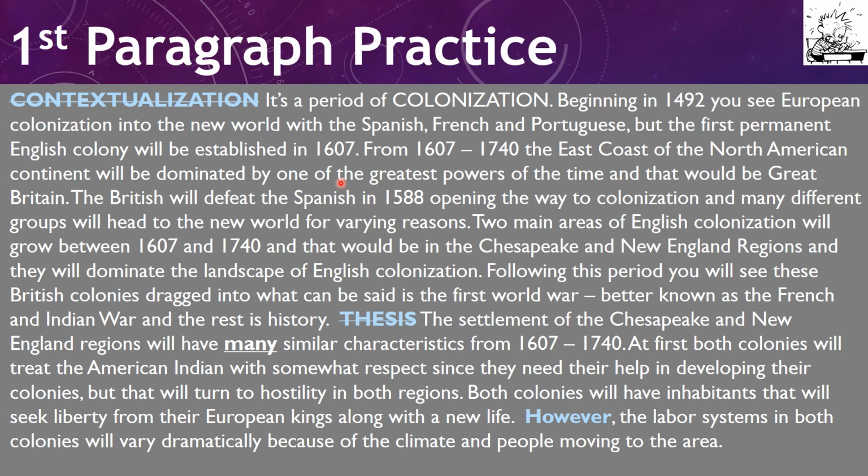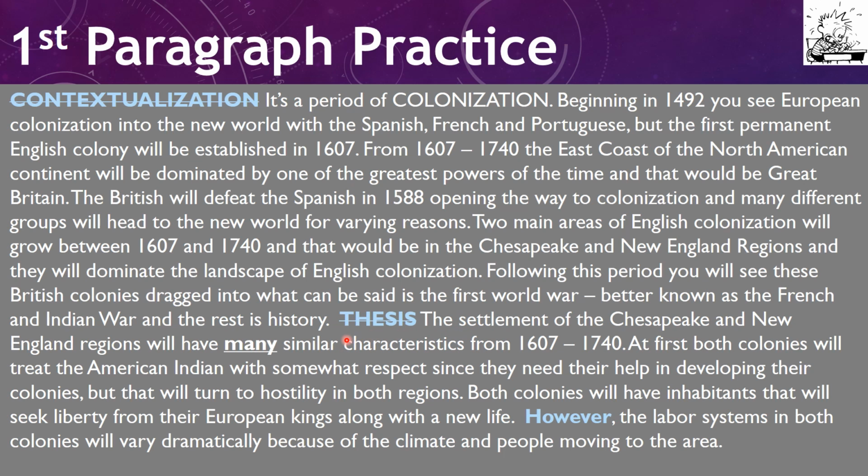One thing that I'd like to point out, if you notice what I did here, is you're going to see in the contextualization, I tried to set the stage for what's going on during this time period. It's a period of colonization. I talked about what's going on before this time period, in the beginning in 1492. I then set the stage of what's going on during the time period, and then I talk about what happened after the time period. In my thesis statement, I talk about what the question's actually answering. The settlement of the Chesapeake and New England regions will have many, that's my take a position, my qualifier, many similar characteristics from 1607 to 1740. And then I talk about what the similarities are.